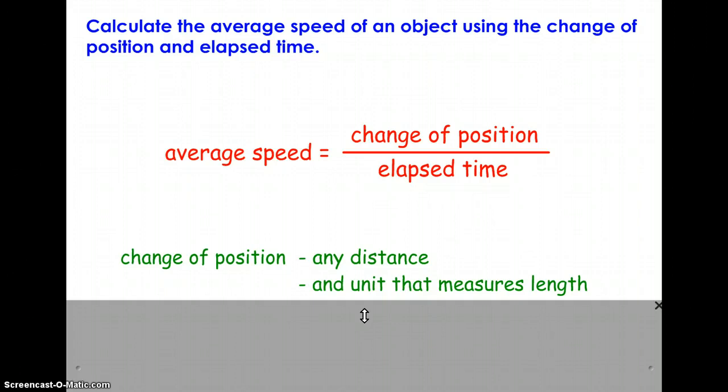Now, about elapsed time. Elapsed time is the amount of time it took said object to cover its change in position. It can be any unit that measures time. So, your elapsed time can be in seconds, minutes, decades, millennia, anything that measures time.